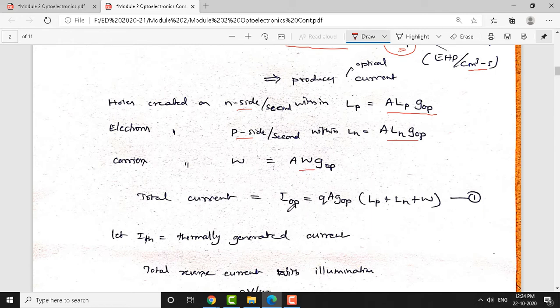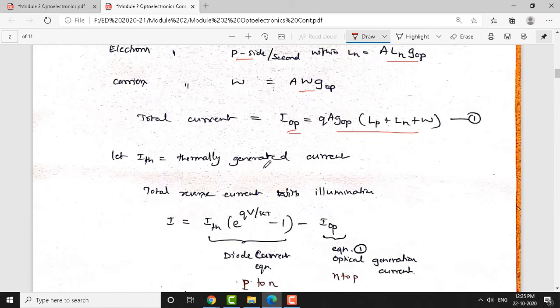As we said already, this is the optical current given by this equation, which is the sum of all these three formulas now. So, ITH here is nothing but a thermally generated current. Many times we call this the reverse saturation current, I naught here. Okay. So, both are the same, or sometimes we call this the saturation current also.